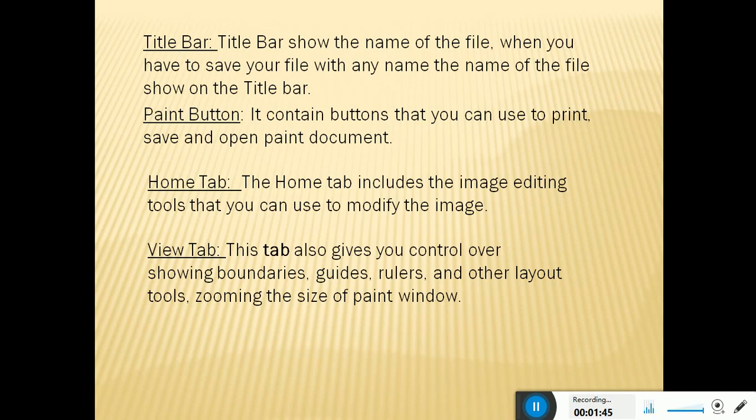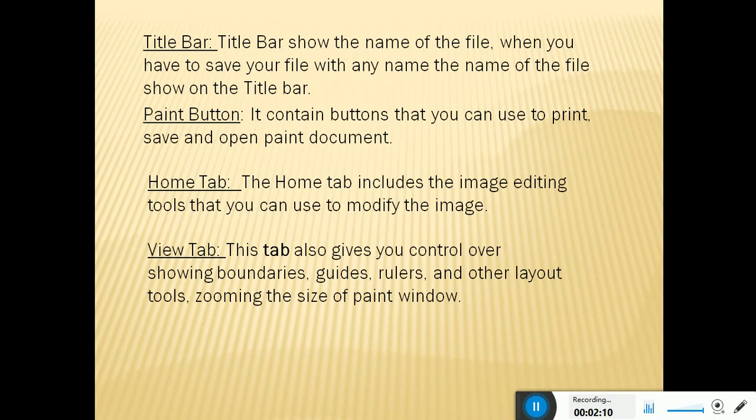Now the next is Paint button. Paint button contains options that you can use to print, save and open a Paint document. If you want to open a new document, we just have to go to the Paint button. If we want to save our file, we again go to the Paint button.